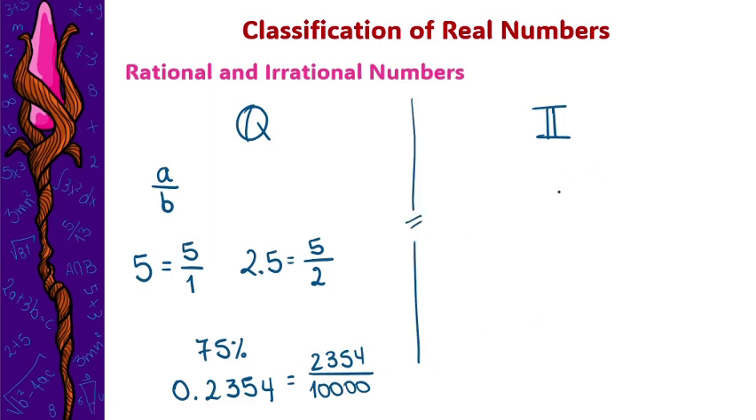In contrast, the irrational numbers cannot be expressed as a fraction. The typical examples here are pi, Euler's number, and some square roots like the square root of 2 or the square root of 5. You are going to find that they have a lot of decimals and you cannot really express them as a fraction. They are called the irrational numbers.